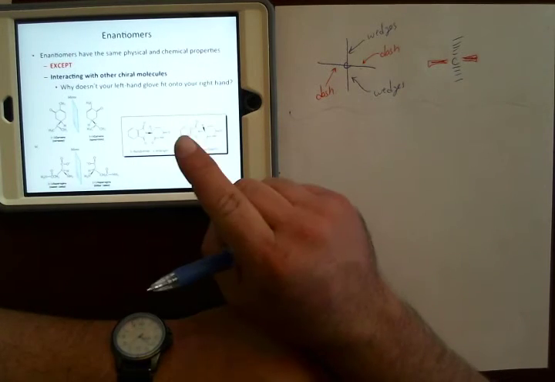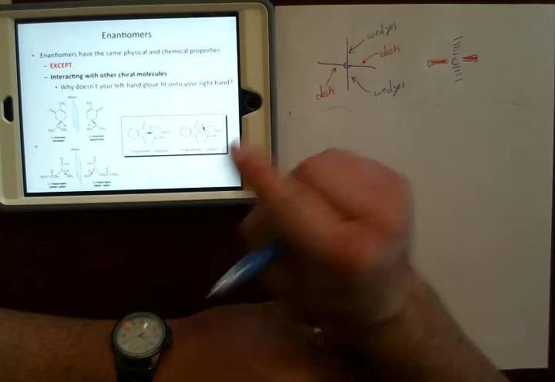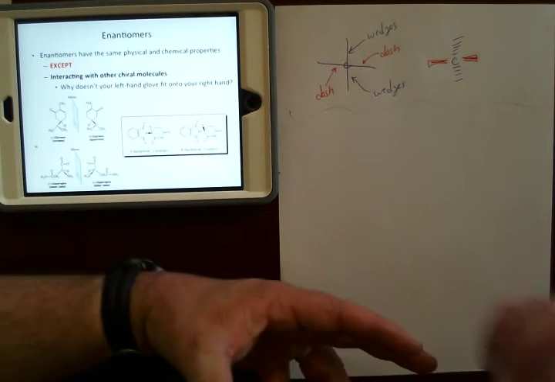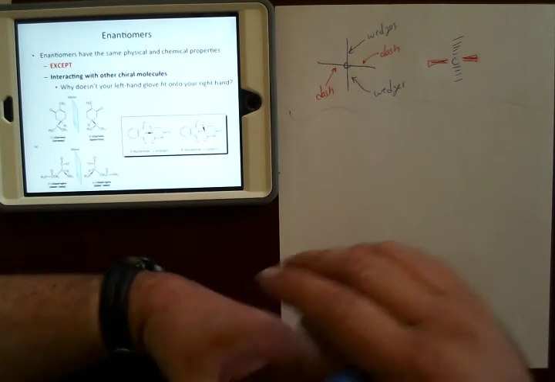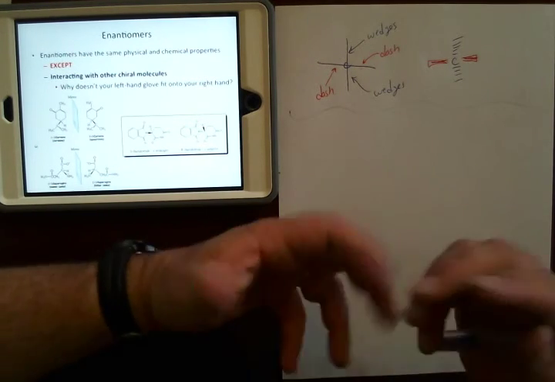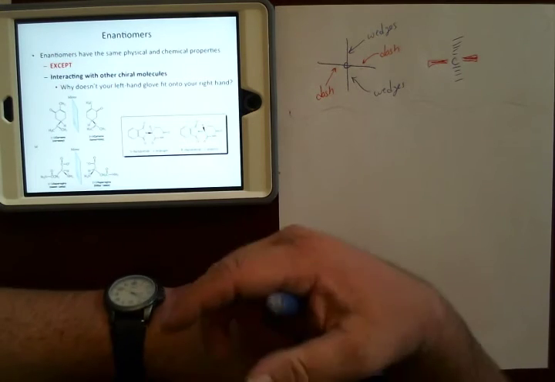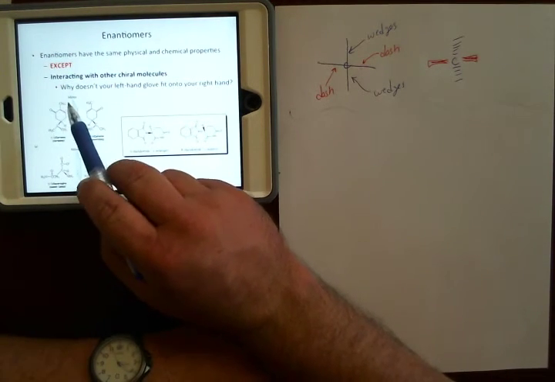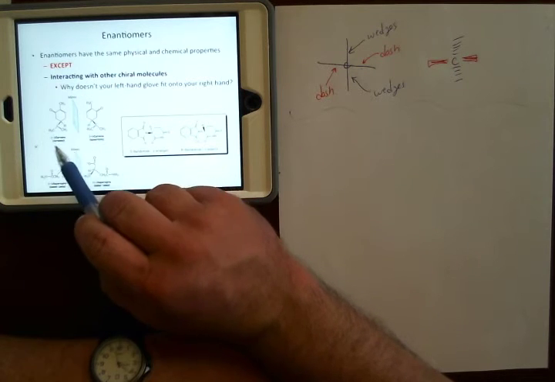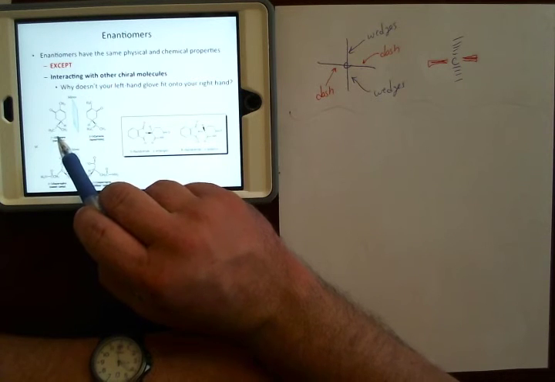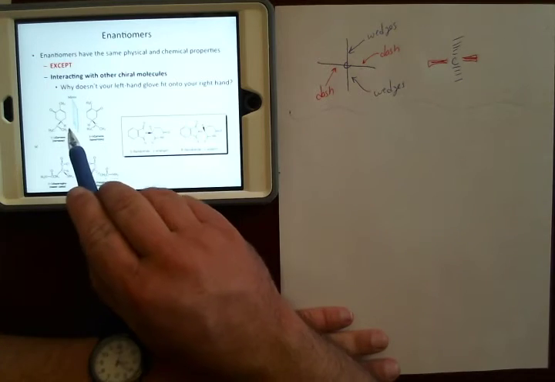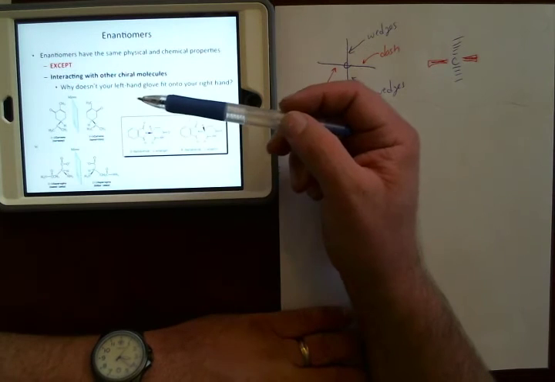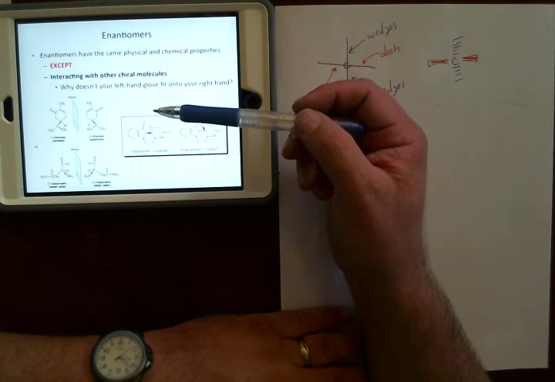Okay, one of those is how they interact with other chiral molecules. In fact, your body is filled with chiral molecules. All biological molecules are chiral. So all your proteins, all your lipids, all that sort of stuff. And so if you have this version of carvone, it tastes like caraway. So it's sort of a very savory one. But the mirror image of carvone tastes like spearmint.